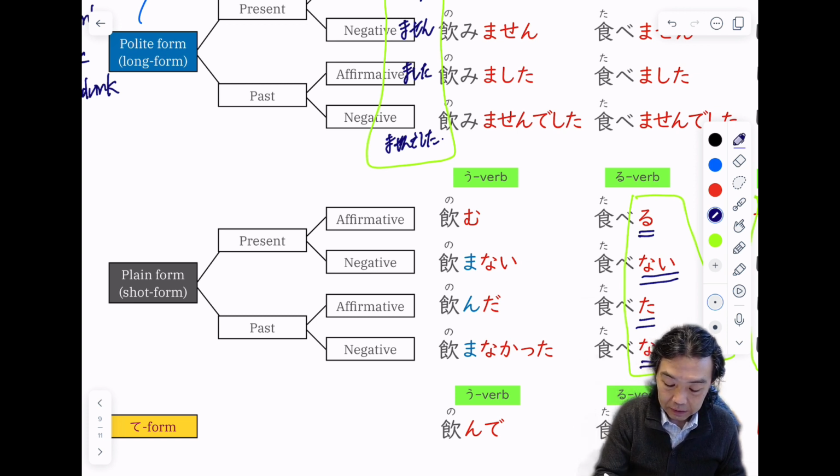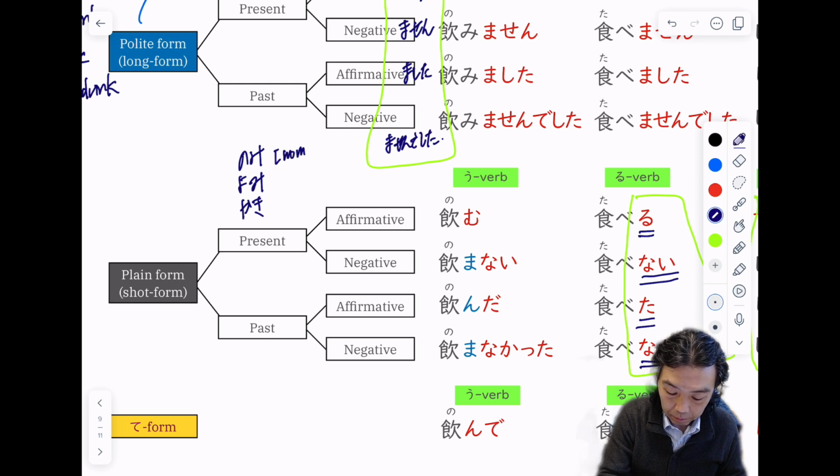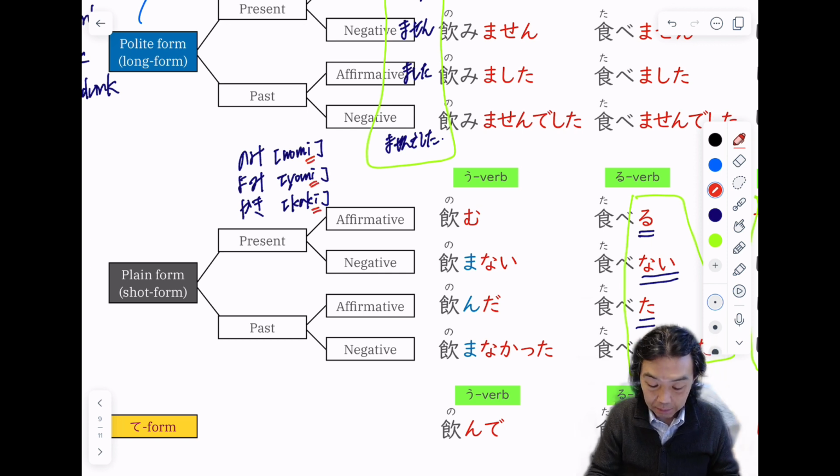So 飲みます, stem is 飲み. 読みます, stem is 読み. 書きます, stem is 書き. So 飲み, 読み, 書き. Right? And if you remember, always the stems of U verbs end with I. Right? 飲みます、読みます、kakimasu.